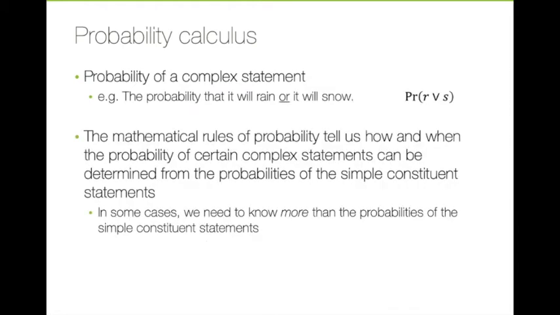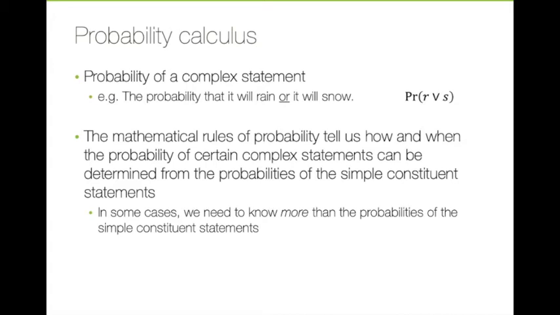We're not going to be doing meteorological modeling. Our interest is in how the probabilities of complex statements can be dependent on the probabilities of simple statements. So a complex statement built from two simple statements and a logical connective is something familiar, like "it will rain or it will snow."